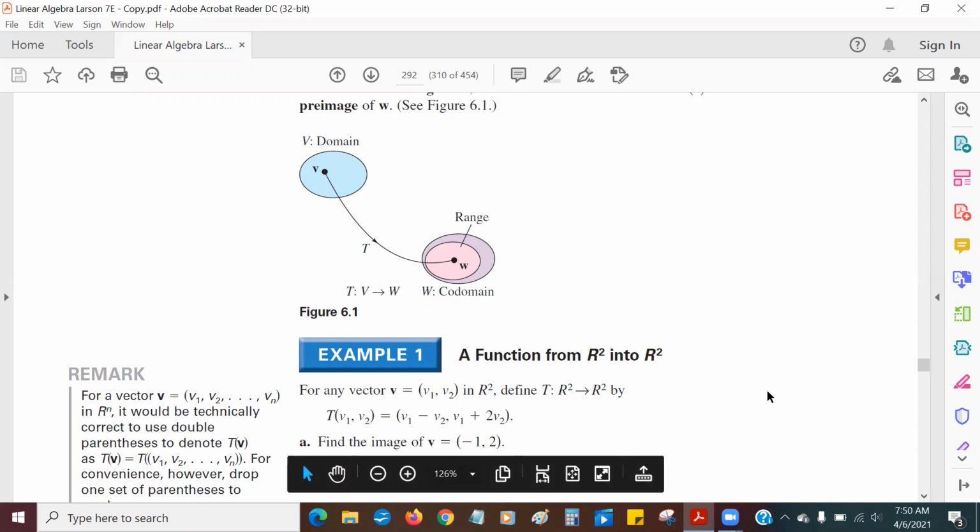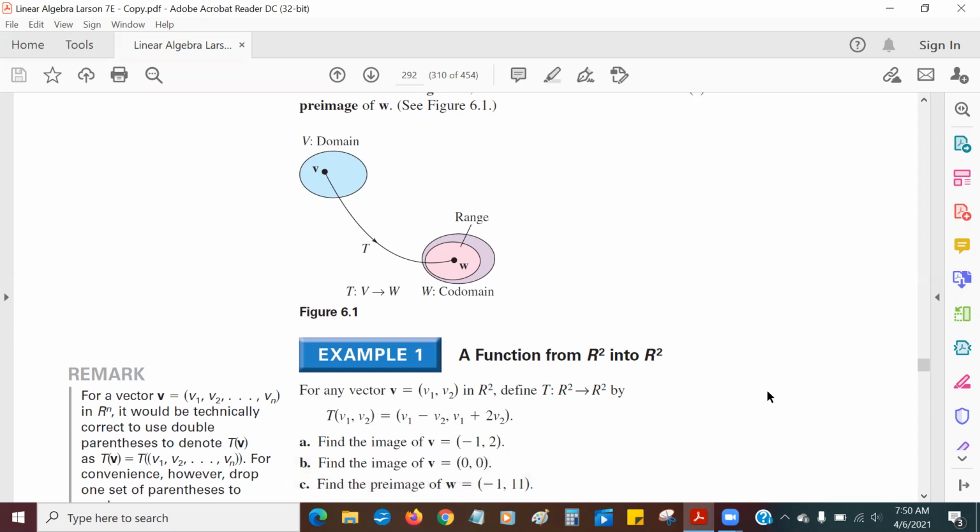That's just the way we define this transformation. So what I'd like you to do right now is find the image of the vector -1 comma 2, and then find the image of the vector 0 comma 0. Then I want you to find the pre-image of the vector -1 comma 11. So pause the video and work it out, and then we'll go over the answer.